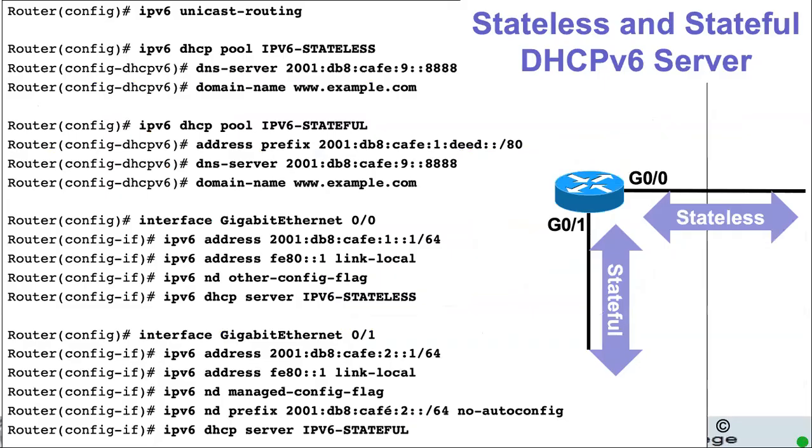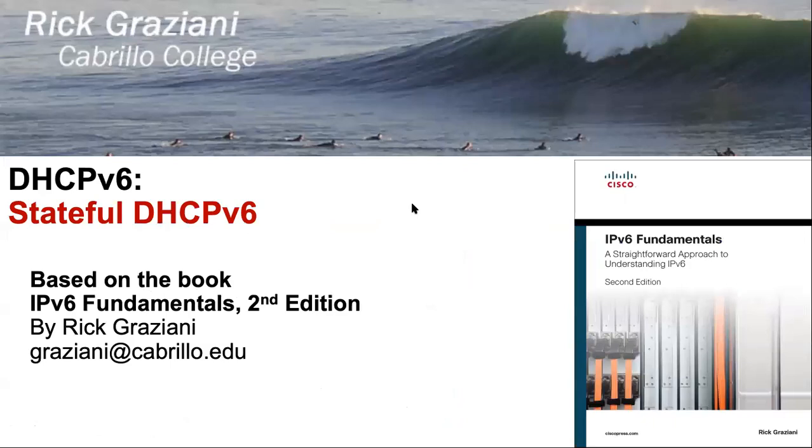And a router, by the way, can act as both a stateless and a stateful DHCPv6 server, just on different interfaces. So this is kind of showing a combination of this router acting as a stateless server on one interface and a stateful server on another. Okay, and that's stateful DHCPv6.